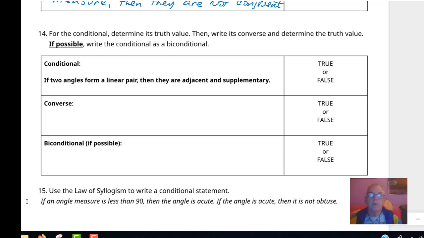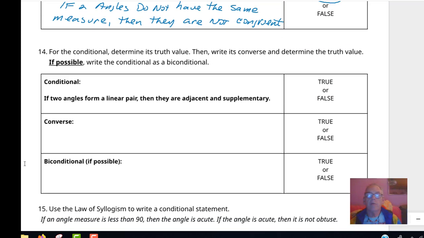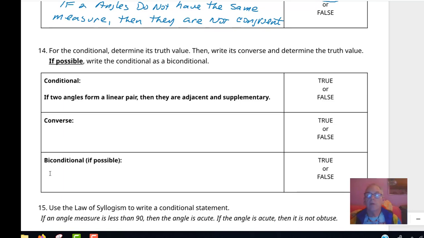Okay, for 14, for this conditional, we want to determine the truth value, then write the converse, and also check its truth value. Now, if both of those are true, that means we can write it as a biconditional. If they're not true, we can't write the biconditional. So let's see. If two angles form a linear pair, then they are adjacent and supplementary. So there's our conditional statement.